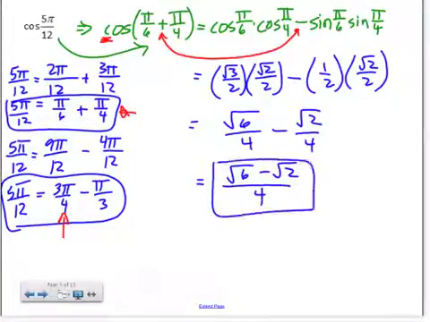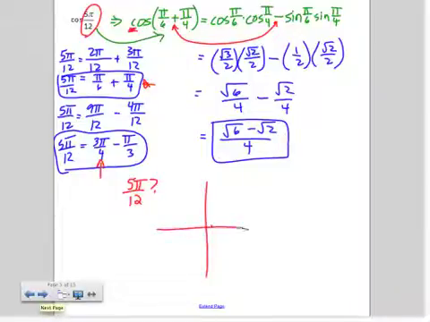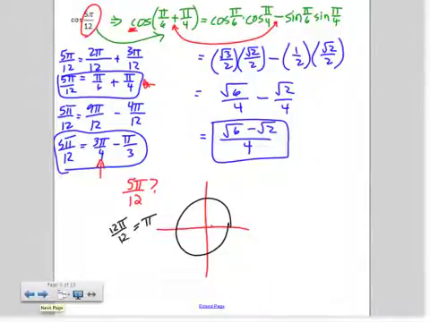Now, let's talk about this for just a moment. Just to understand what we're dealing with, where is 5 pi over 12? I mean, it's not on our unit circle, but if we draw the unit circle, and we have a denominator of 12, then pi would be 12 pi over 12, right? So pi over 2 would be 6 pi over 12.